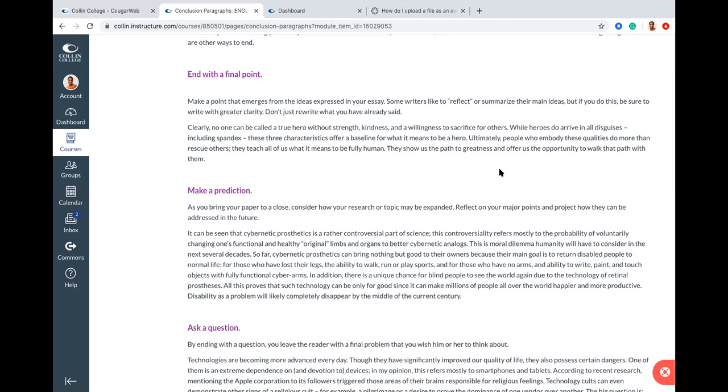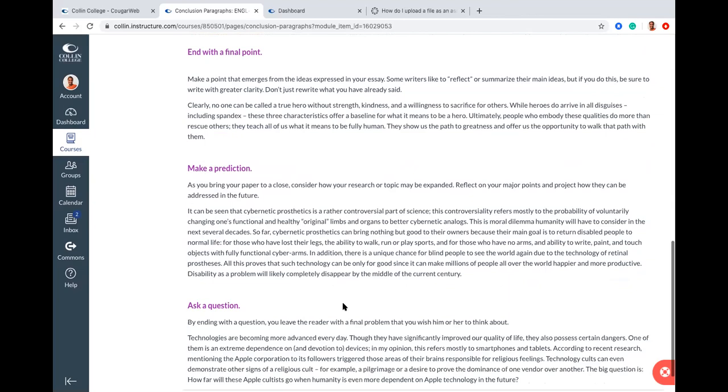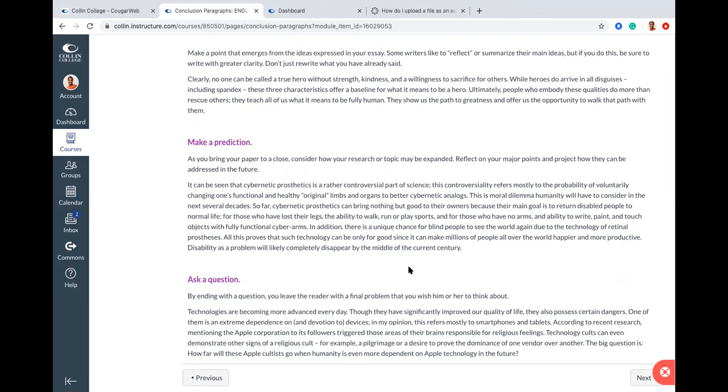That's a great question. Are there any other questions? No? Okay. All right. Let's talk about the next way. So you could end with making a prediction. I've already talked about that. But here's a sentence. Disability as a problem will likely completely disappear by the middle of the current century.